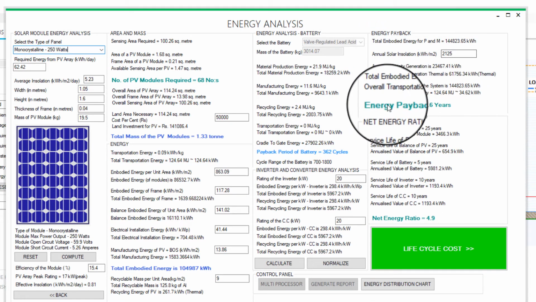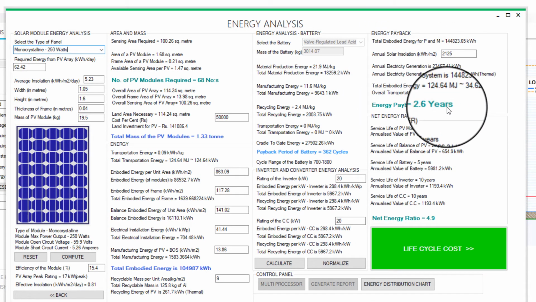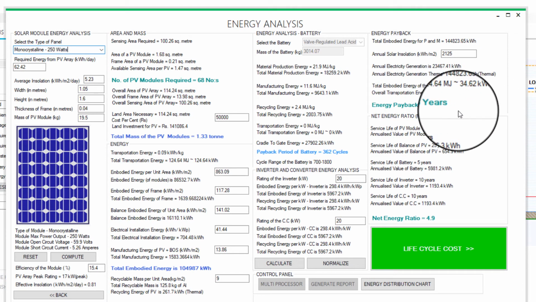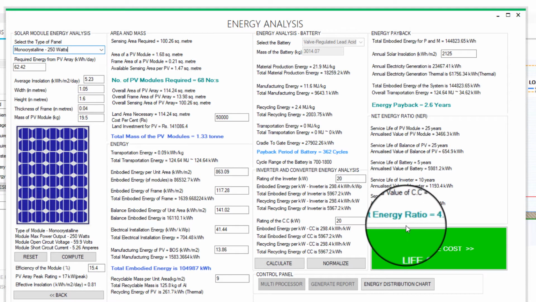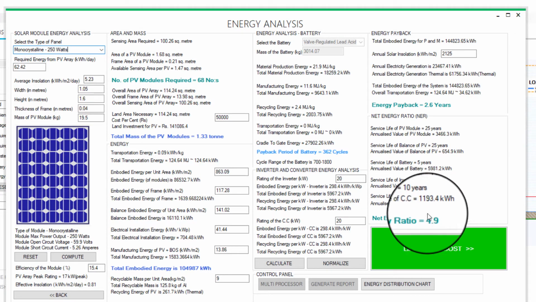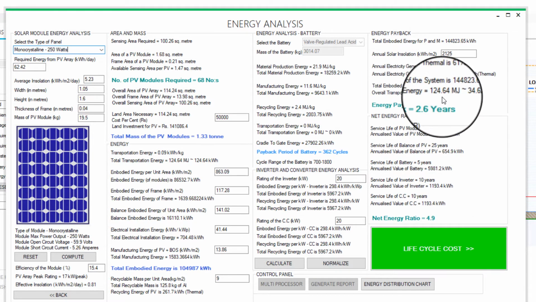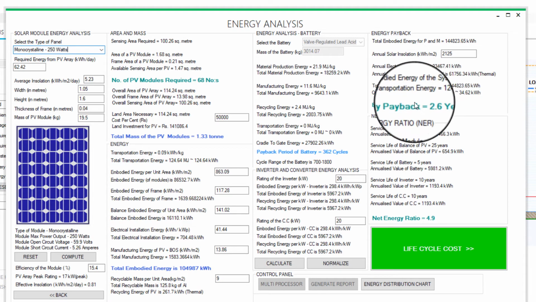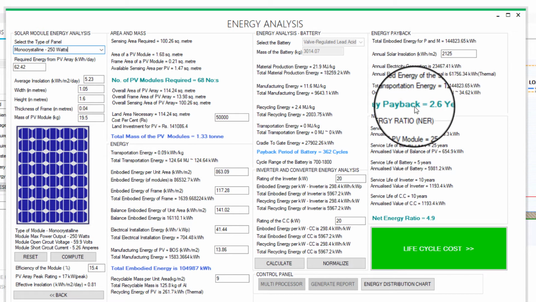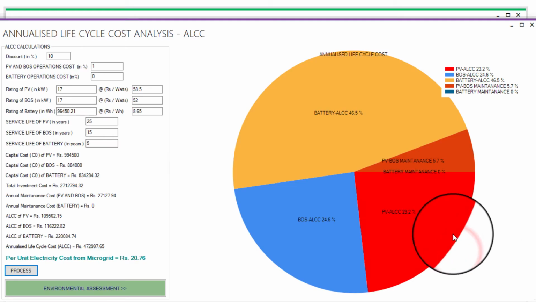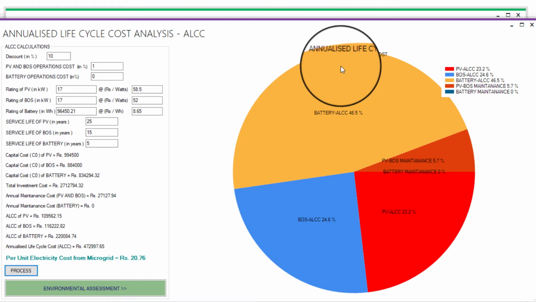You'll get the energy payback here, around 2.6 years, which is pretty good. And the net energy ratio should be higher, so it is pretty high. If it is above 3, you can say it is pretty good. And the energy payback period should be lower, which is also pretty good, around 2.5 years. So that's also a pretty good design. So the next is life cycle cost analysis.